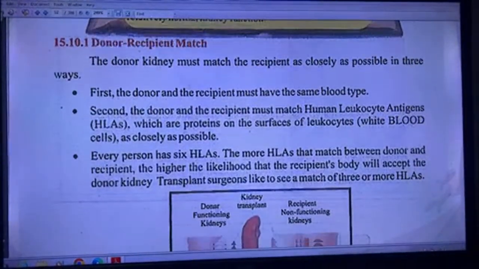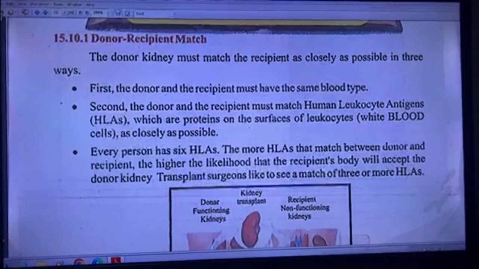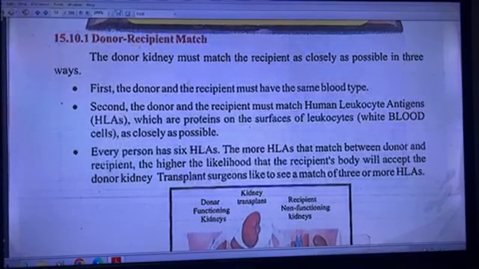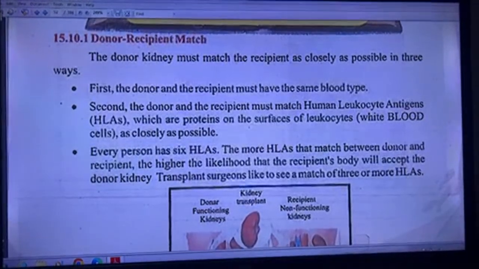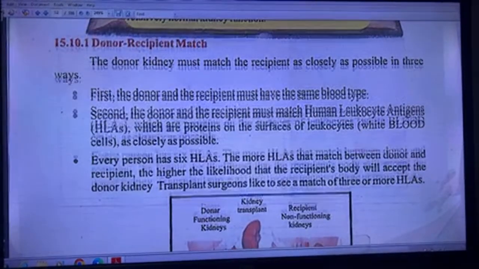Donor recipient match. The donor kidney must match the recipient as closely as possible in three ways. First, the donor and the recipient must have the same blood type.